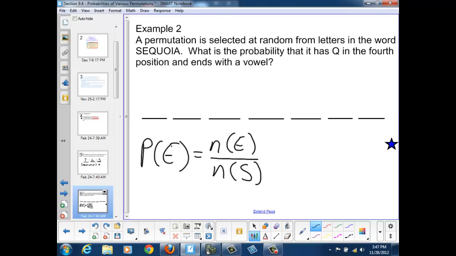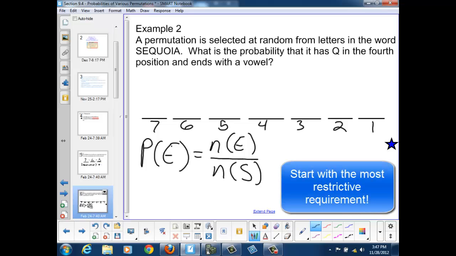So let's look at our sample space. If we had no restrictions, then I'd have 7 choices for the first slot, 6 for the second, 5 for the third, 4 for the fourth, 3 for the fifth, 2 for the sixth, and 1 left over for the last slot. Now, if we look at our restricted situation, to figure out the number of possibilities, I always start with the most restrictive possibility. And here, that would mean that we have Q in the 4th position.